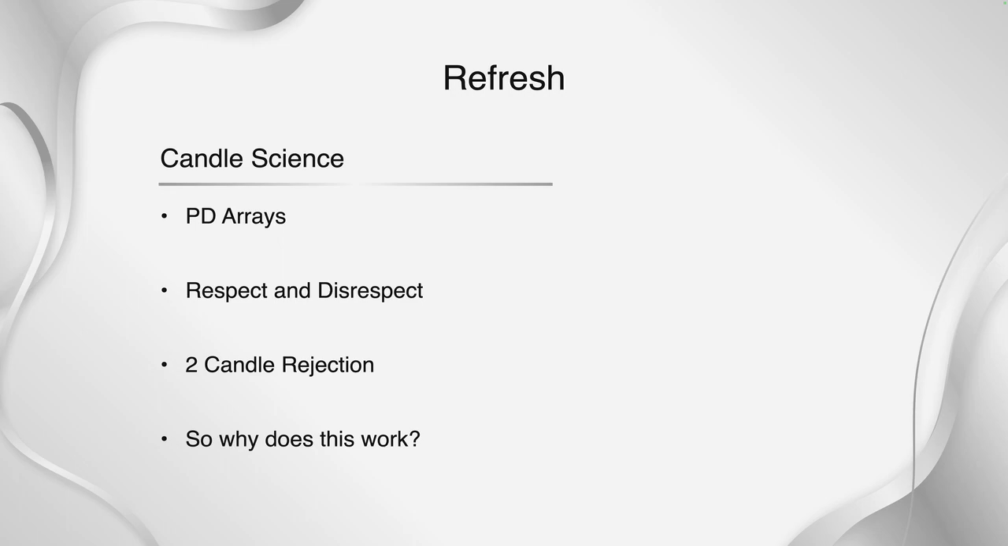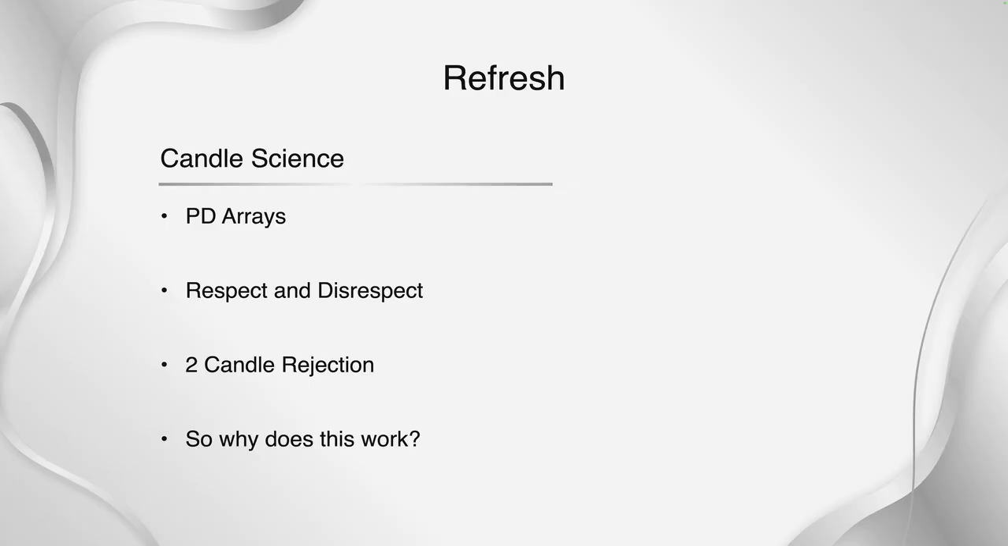And when we looked at those PD arrays, we could see the candle delivery, so that candle direction again. We could see that through respect and disrespect, and important as well, 2 candle rejection, right? So we can see through the previous candle what the next candle will likely do, what the highest probability thing is for the next candle to do based on the PD arrays, the respect, disrespect, and the 2 candle rejection.